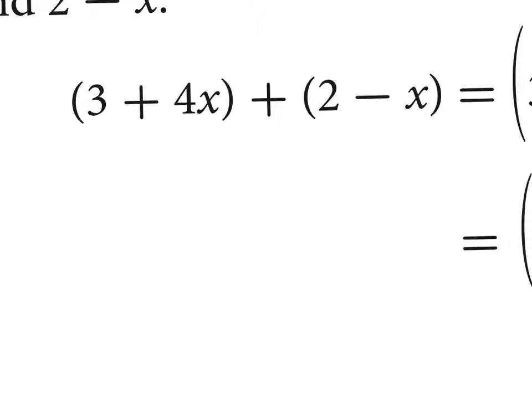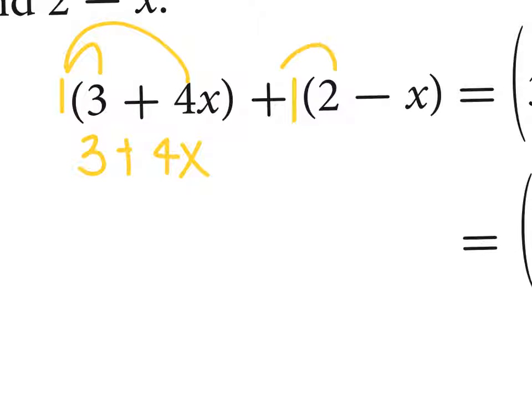2 minus x. Well, just combining my like terms. Well, let me get rid of my parentheses first. When I have parentheses, there's really a 1 in front of those parentheses. And if I distribute, 1 times 3 is 3. 1 times 4x is 4x. And then a positive 1 times 2 would be 2. And positive 1 times negative x would be negative x.